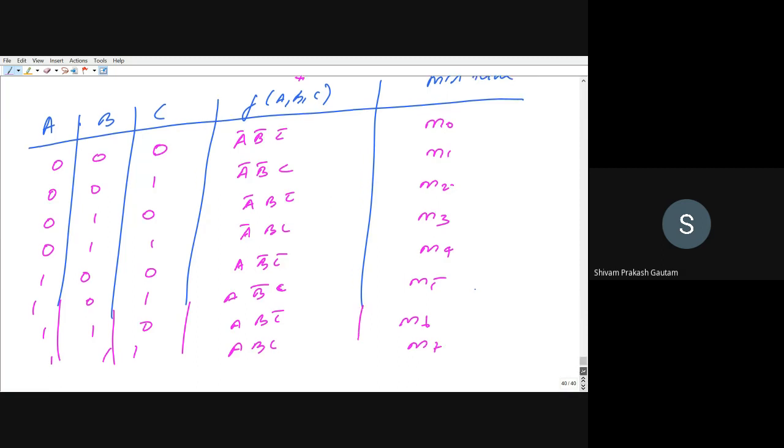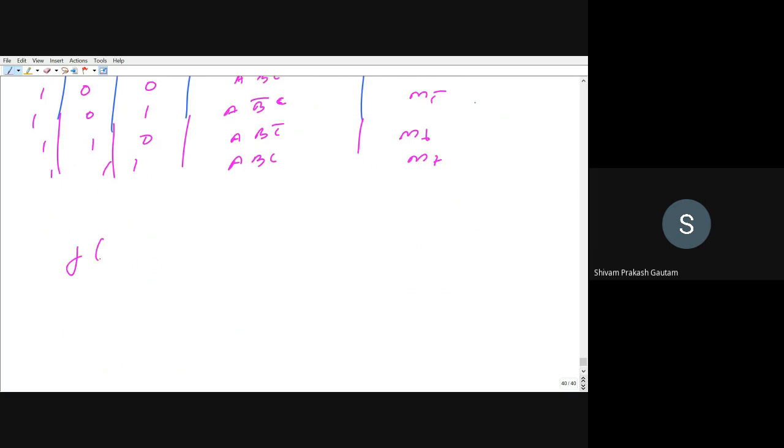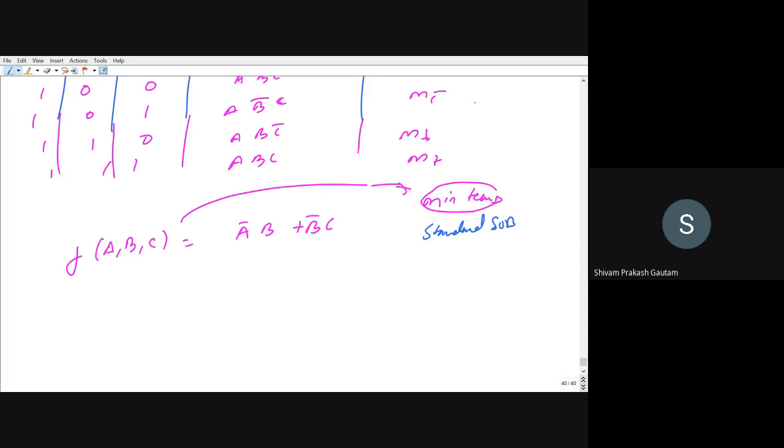So let us say again take one function, that is F is equal to 2 variables or 3 variables. So this is A bar B plus B bar C. Let us suppose we are having this as a function, right? For this you want to calculate what are the minterms. You want to know what are the minterms of this function. So how you can calculate minterms? First, you have to convert it into a standard sum of product form. Right now, it is only in sum of product form, but you have to convert it into standard sum of product form. What is standard sum of product form?